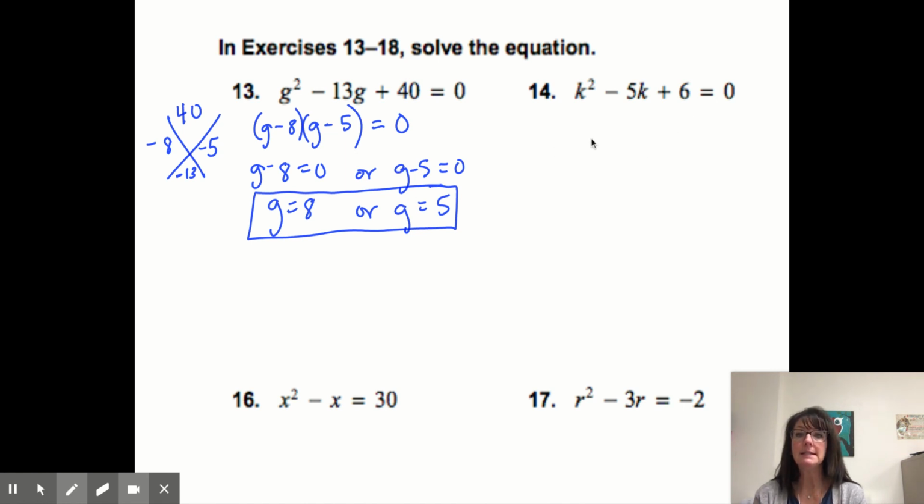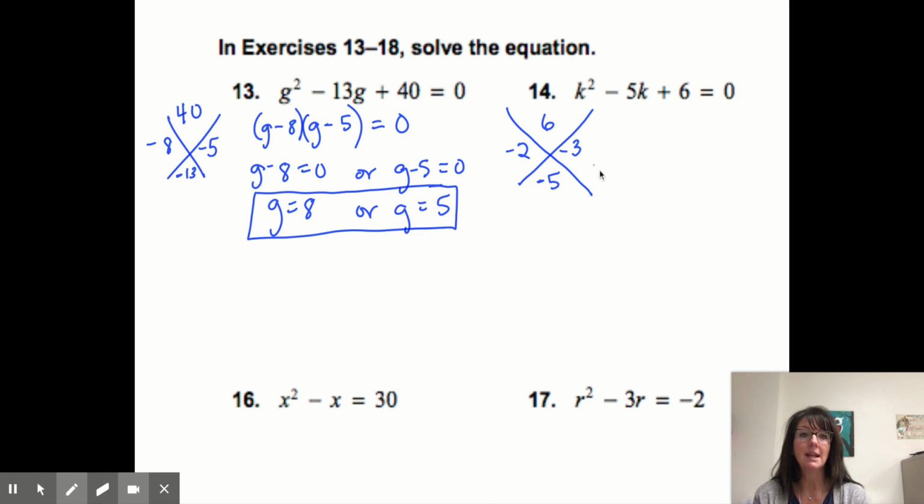Okay, for number 14, looking for factors of 6 that will sum to a negative 5. So factors of 6 that will sum to a negative 5, if this is positive, it's either both positive or both negative. And since this is negative, we know we're working with negative factors. So when you think of your factors of 6, it's 1 and 6, 2 and 3, and 2 and 3 would fit the bill here because of 5.